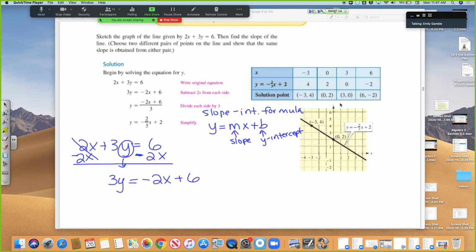Okay. What's the last thing we would do to solve for y? I have a 3 there. I don't want the 3 there. I want just a y. What would I do to solve?